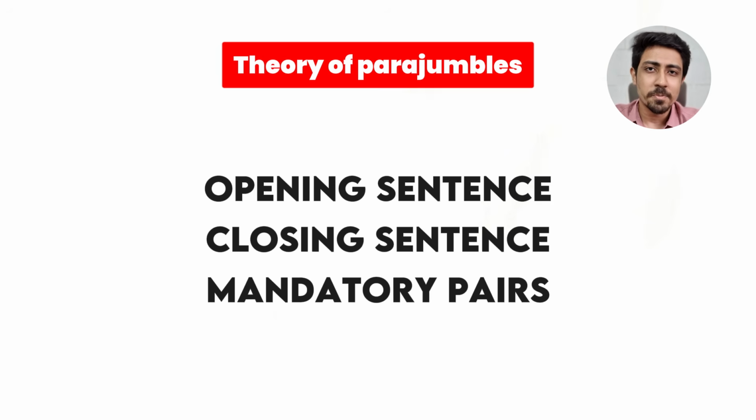So first, the opening sentence: the name signifies what it means. Closing sentence as well, the name signifies what it means. And for mandatory pairs, these are any particular pair of sentences that have to come together, that is, one after the other in a sequence. So now how to figure these out?